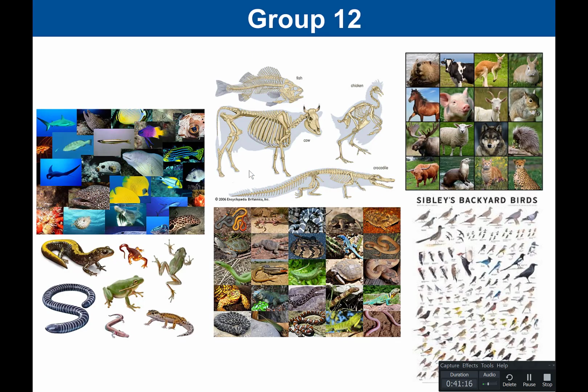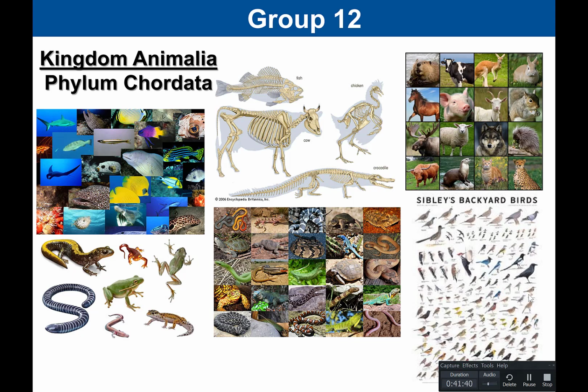So next we come to group number 12, so station 12. And so if we look at this group of organisms, there's a lot. There's various types of fish, there are amphibians, there are reptiles, there are mammals, there are birds. What is our classification for this group of organisms? Answer is they are in phylum Chordata, subphylum Vertebrata.